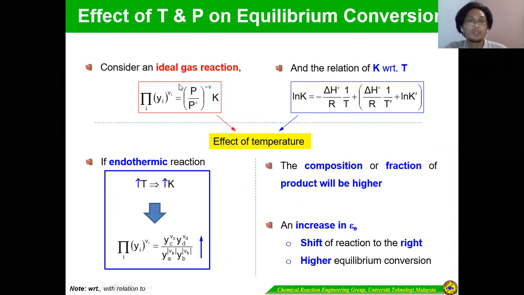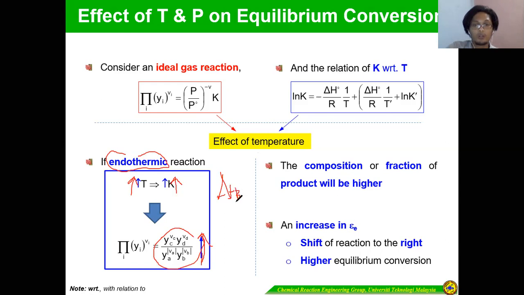So if we have an ideal gas reaction, this one without the P, as well as the Van't Hoff equation, if we combine these equations, let's see the effect of temperature. For the endothermic reaction, if you increase the temperature, the equilibrium constant also increases, and the left side of the equation also increases. So the composition fraction of product will be higher. That means for your reaction A plus B to C plus D, the reaction will shift to the right. If endothermic, increase in epsilon or extent of reaction, higher equilibrium conversion.